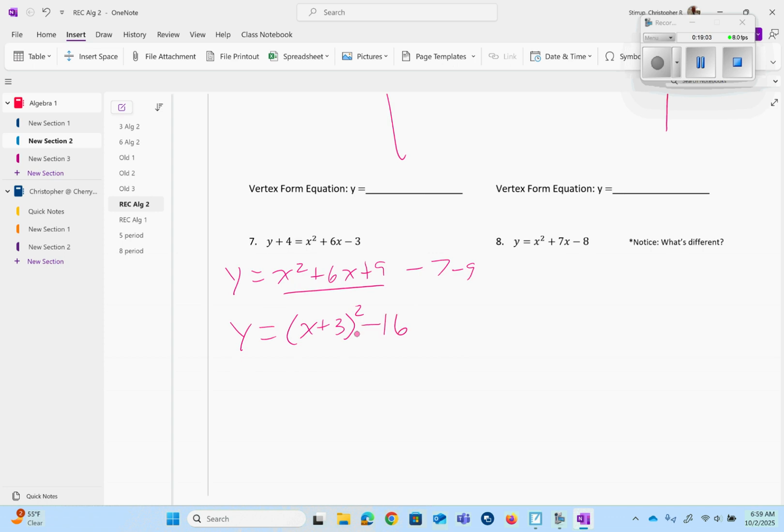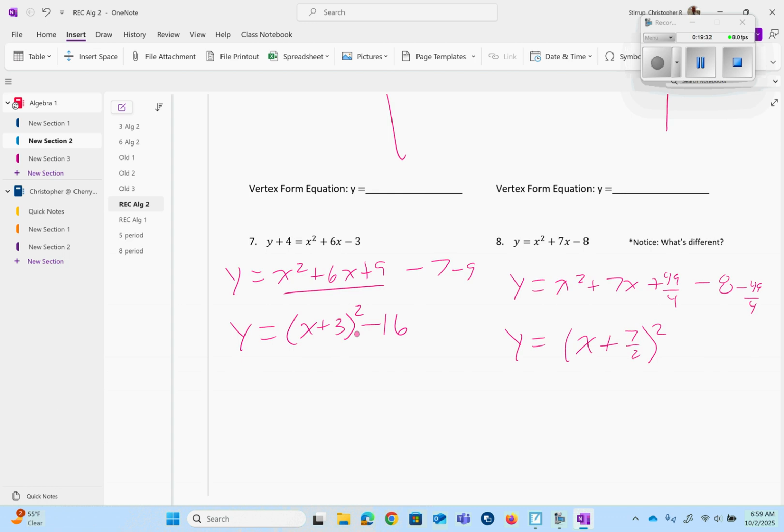We're in vertex form. On this one, I'm going to go y equals x squared plus 7x. Make a space. All right, we're going to be cautious here. Watch what I'm going to do. x plus half of 7 is 7 over 2. Don't make it 3.5. Keep it as 7 over 2. 7 over 2 times 7 over 2 is 49 over 4. If I add it, I will also subtract it.